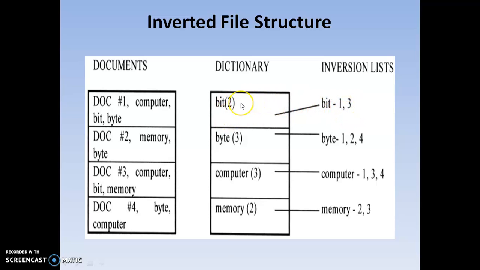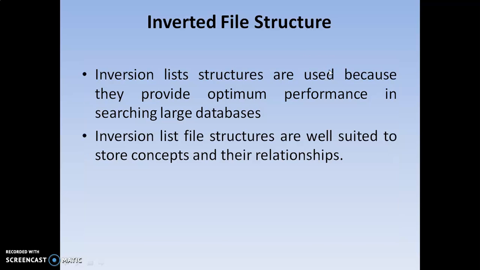Like that, the dictionary maintains the list of the words and the occurrences of the words in each and every document, and the inversion list contains in what number of documents the word occurred. All the information will be stored in the inversion lists. So the inverted file structure can be divided into three types: document file, dictionary file, and inversion file.